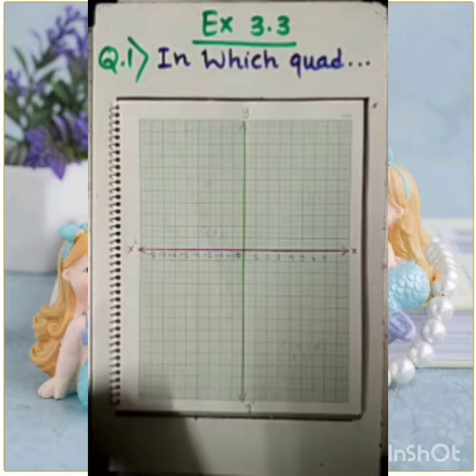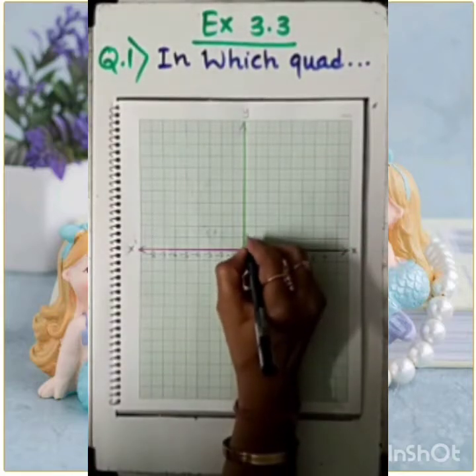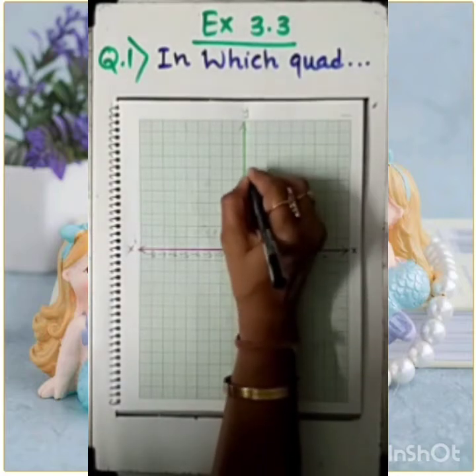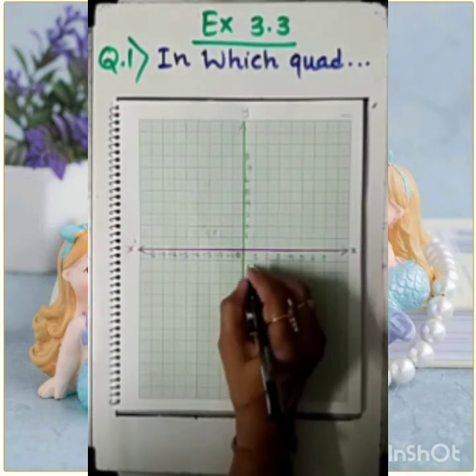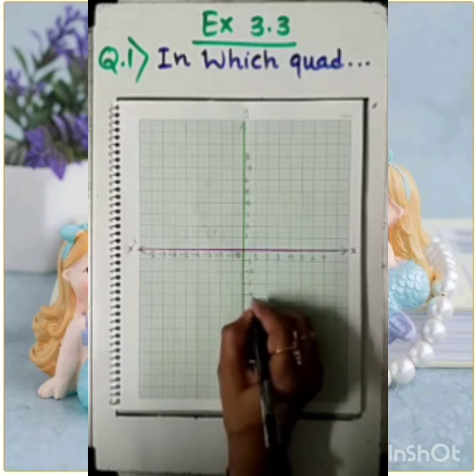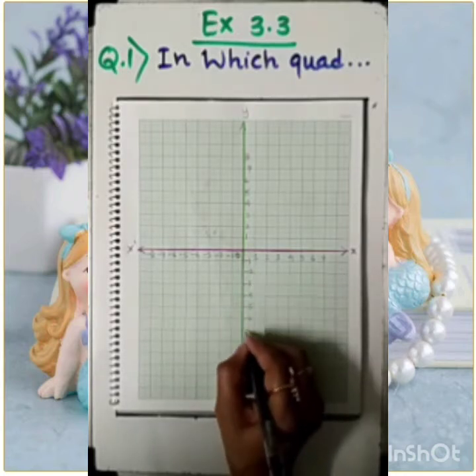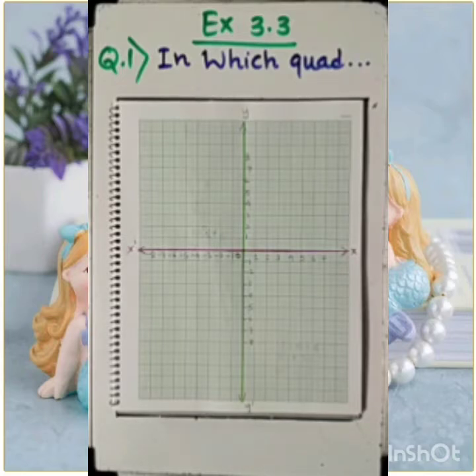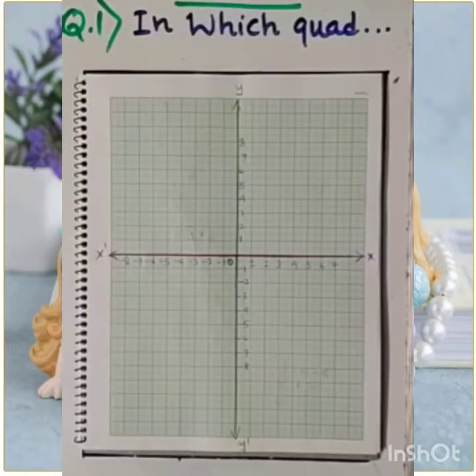And some more points. Let's note down here on the y-axis: 1, 2, 3, 4, 5, 6, 7, 8, and so on. Below the x-axis: -1, -2, -3, -4, -5, -6, -7, -8, and so on. Fine. Now, dear student, let's locate the first point on the graph paper. See how to do it.